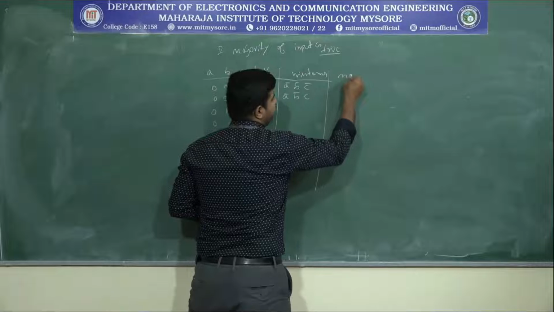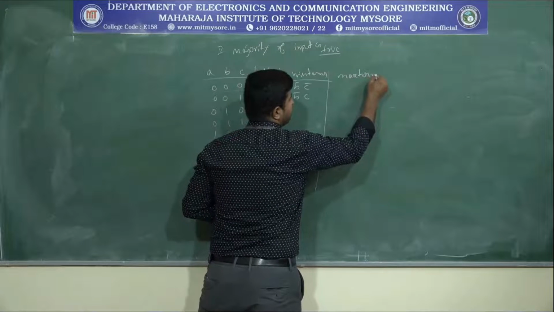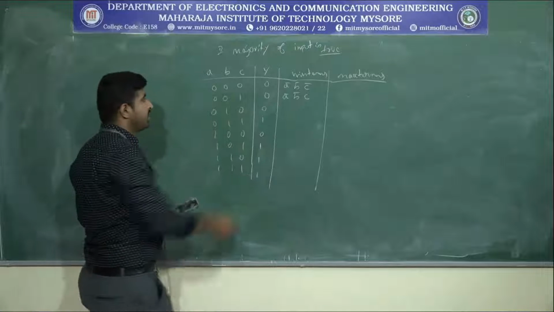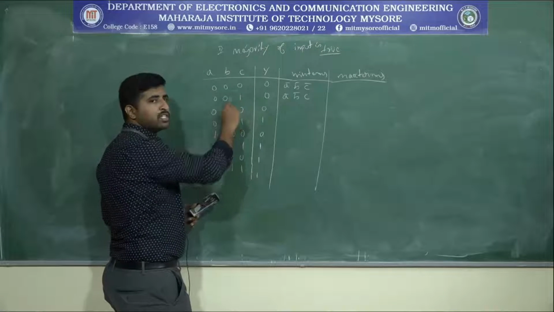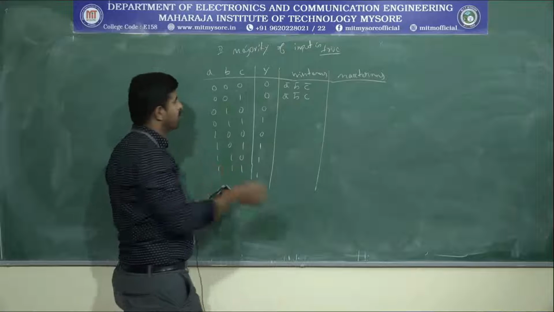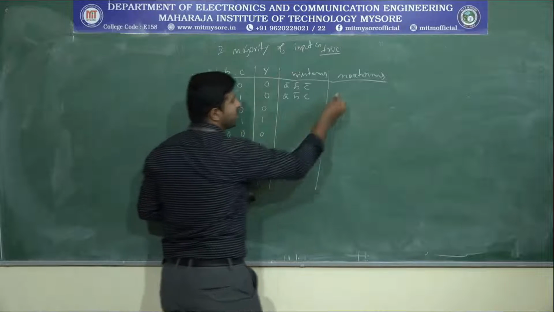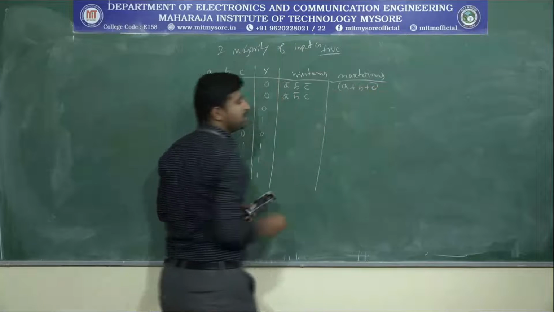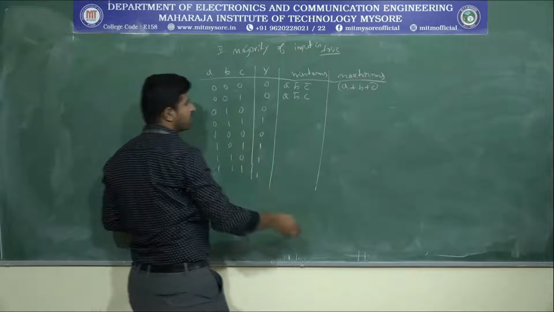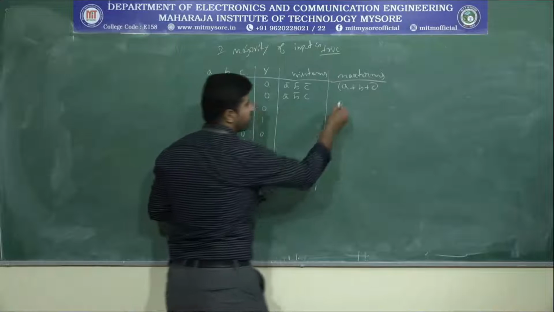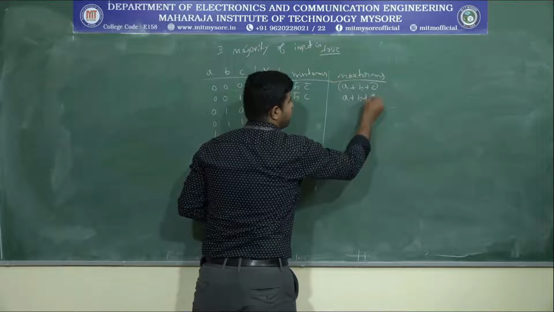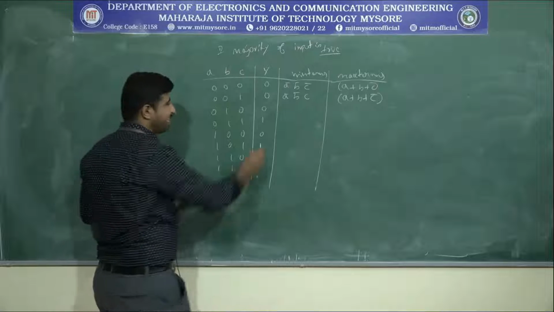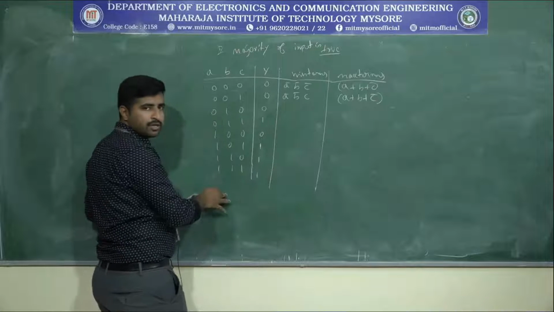Similarly, if you are writing the max terms, then when we have logic 1, that should be taken as a complement. So 0, 0, 0 will be written as a plus b plus c. For 0, 0, 1, a plus b plus c bar. Hope you can understand. Okay, similarly, let's write for the complete table.